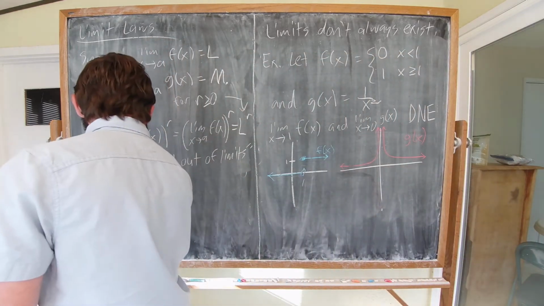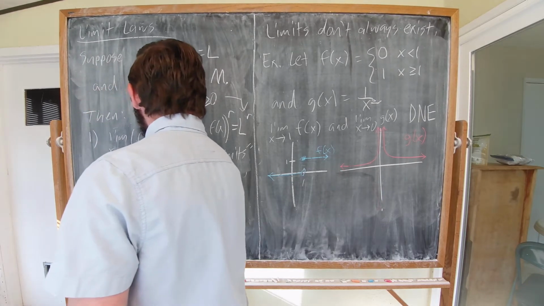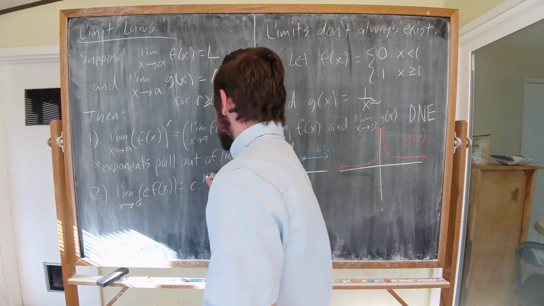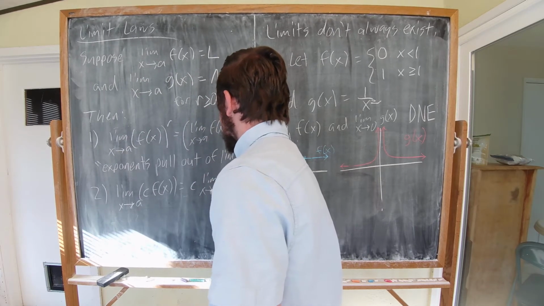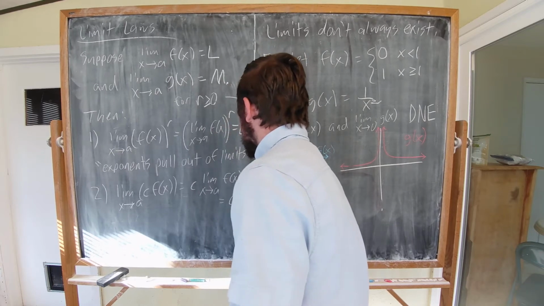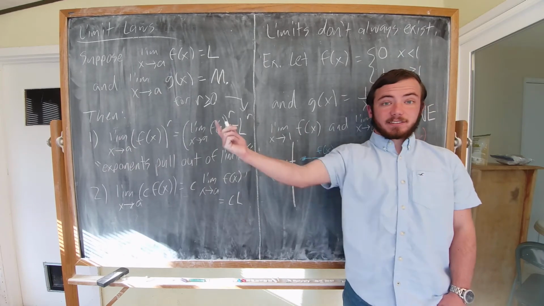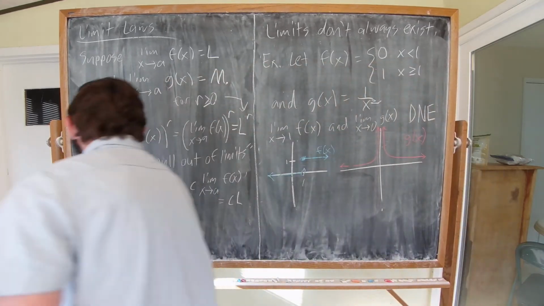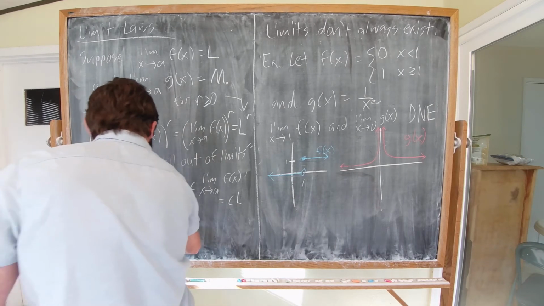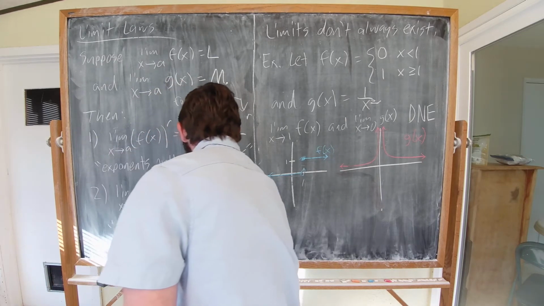Next rule. Limit as x goes to a of a constant c times f of x is equal to c times the limit as x goes to a of f of x, aka c times L. And the way we want to think of this is constants pull out of limits. Scalar multiples play nice.